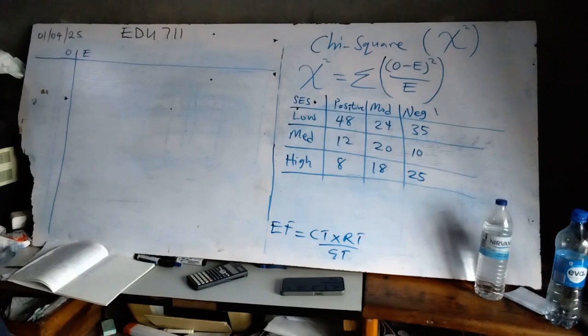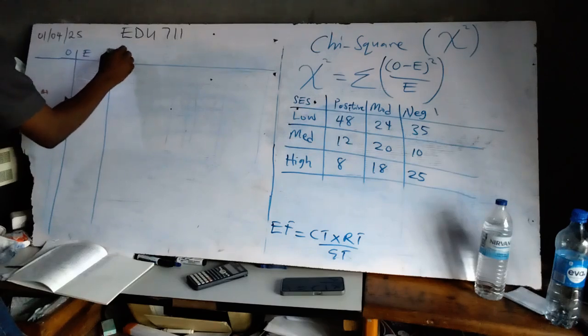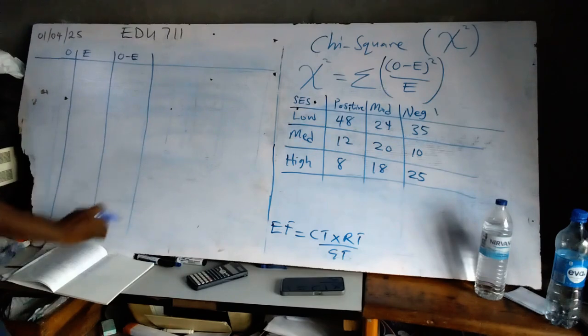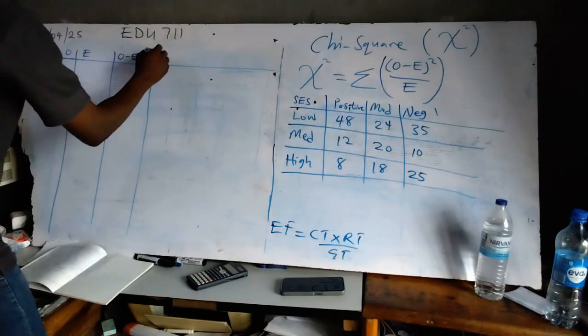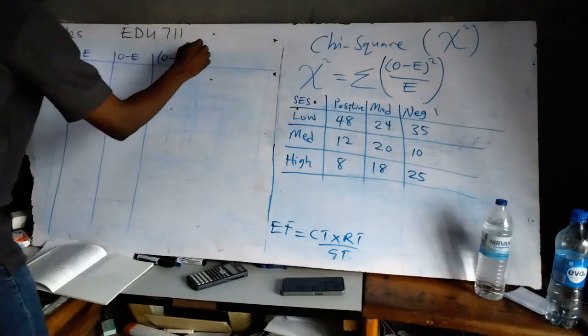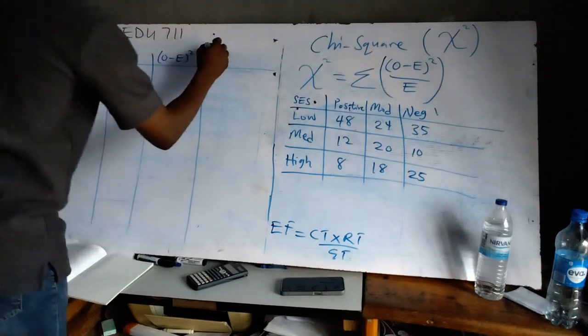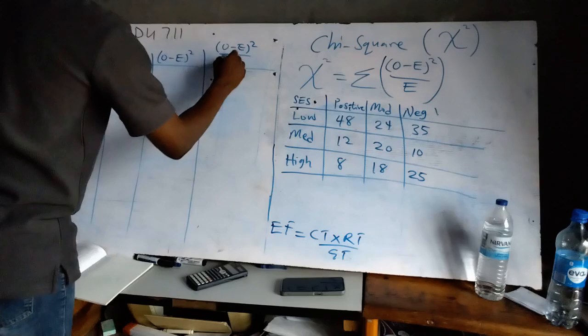then we have our observed minus expected, we have our observed minus expected all squared, and we have our observed minus expected all squared all over expected.